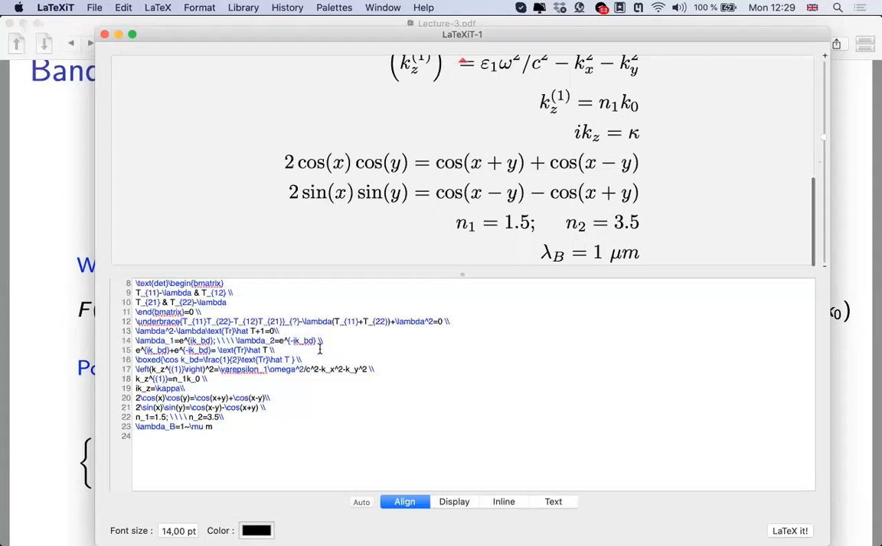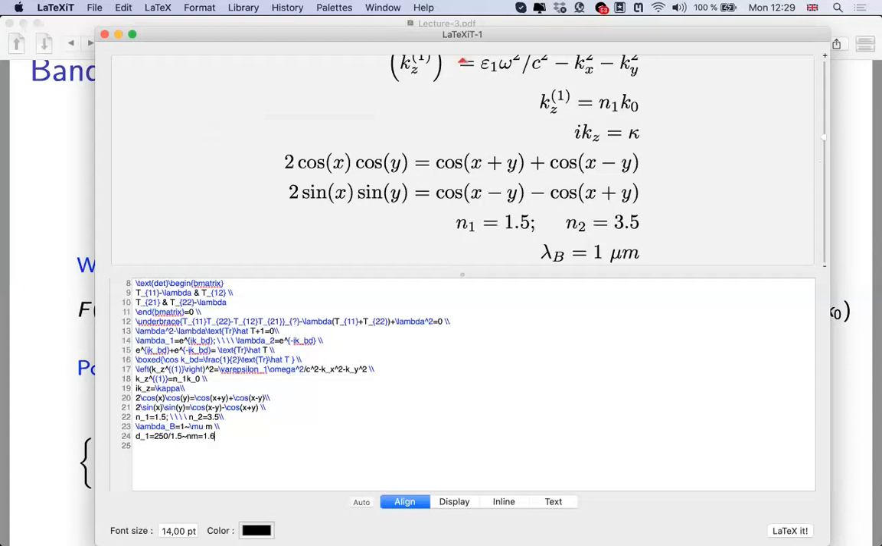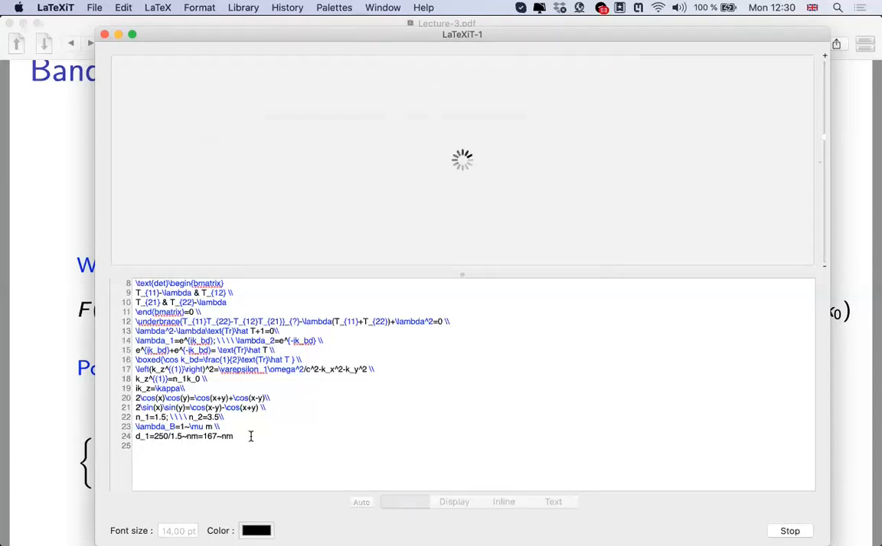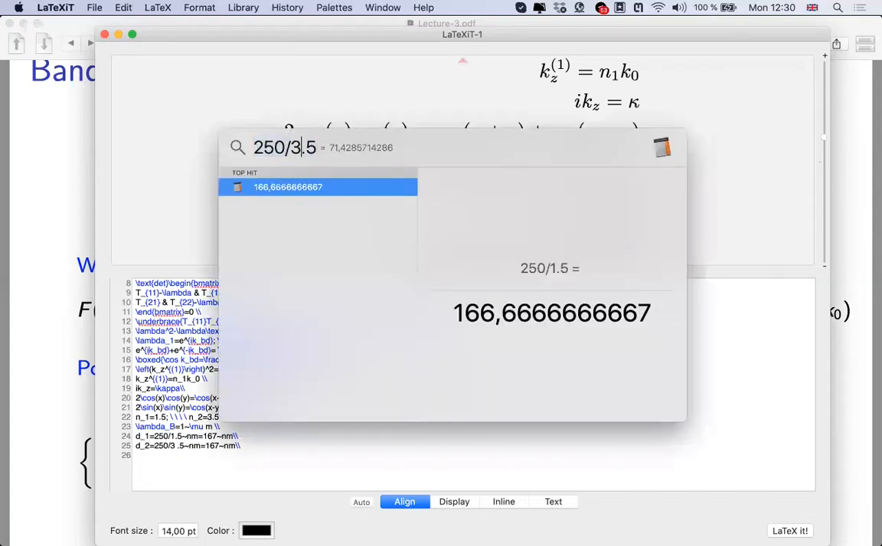Okay. It's quite easy. You know that N1 D1 should be equal to lambda b over 4. So D1 should be equal to lambda over 4, which is 250 nanometers, over 1.5. It's 167 nanometers. It's for one layer, like D1. And for the second layer, you can find D2: 250 over 3.5, 71 nanometers.